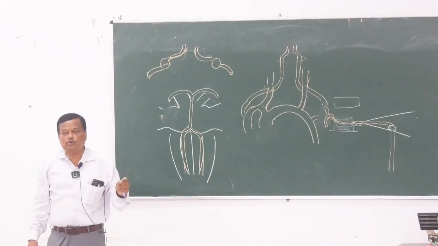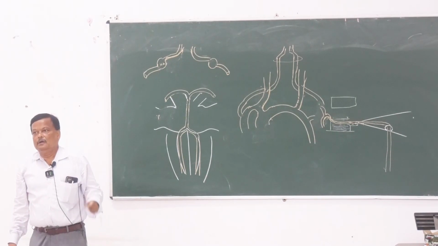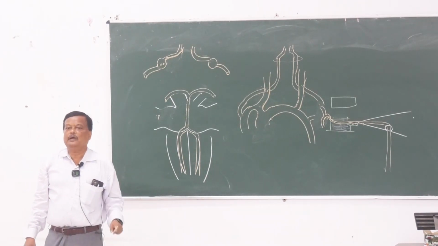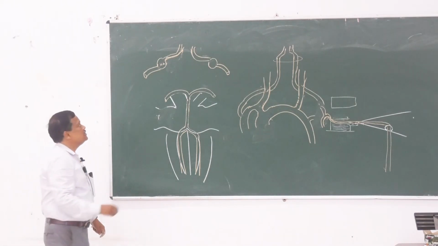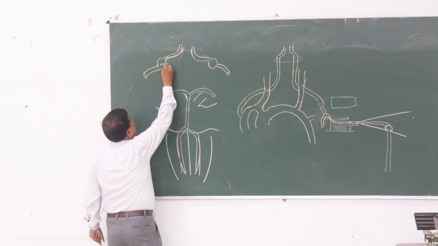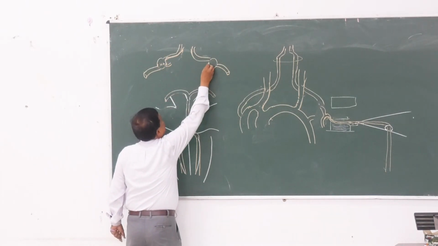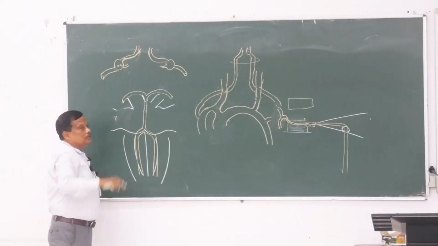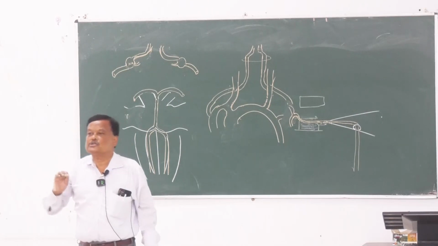Internal carotid artery not only gives its terminal branches, anterior and middle cerebral artery, it also gives other branches in this close vicinity. First, it gives an ophthalmic artery, which enters through the optic canal into the orbit to supply the structures within the orbit.